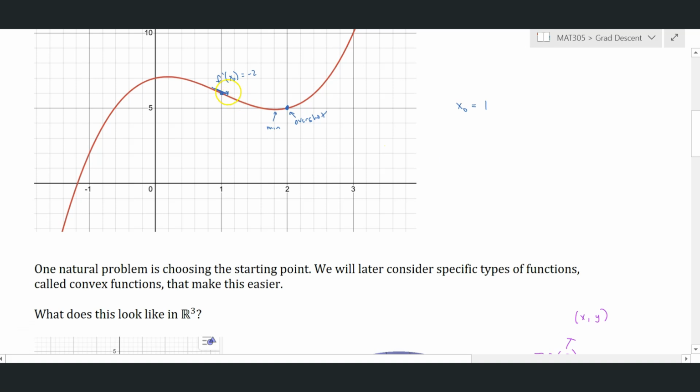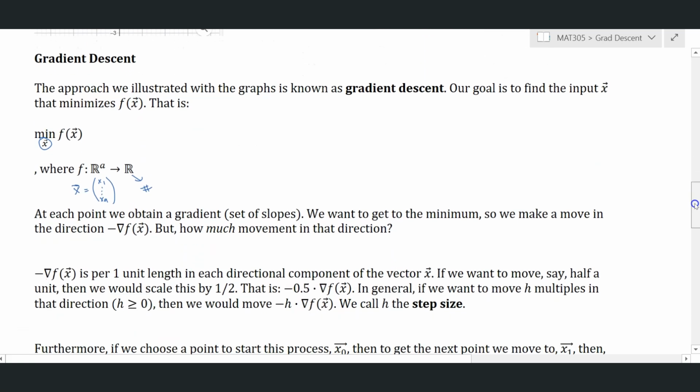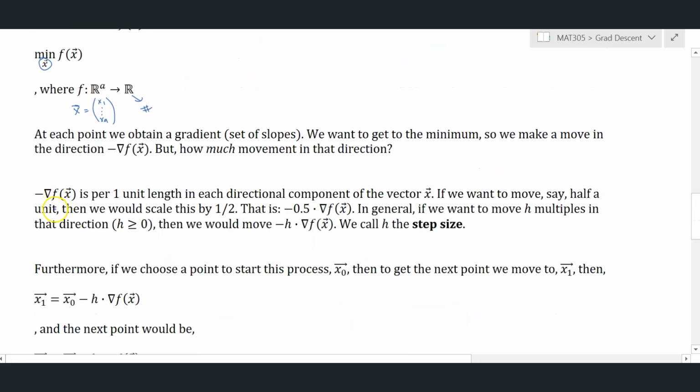Up here, we saw that if you move that full 1 unit, this is -2 per 1 unit, then you would actually overshoot that minimum. Well, the same thing can kind of happen here, right? The negative gradient of f of x is per 1 unit length in each direction component of the vector x. So if we, for instance, found that the gradient of f is, say, I'll just make these constant, 2, 3, then this is f sub x, meaning this is 2 units of increase of f per 1 unit increase in x, and this is f sub y, this is 3 units increase in f per 1 unit increase in y. So that's what I mean by this. That's for each directional component of the vector x.